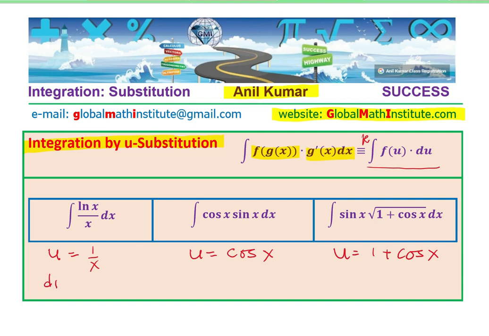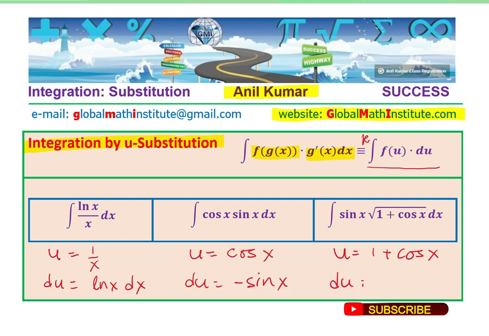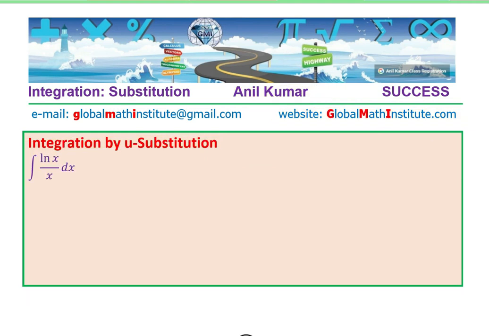So here du is 1 over x dx. And here du is minus sine x dx. And here du is minus sine x dx. So what you see is that the derivative is the other part. You get the idea. And that is how you can write the expression as f of u du and integrate it very easily. Correct. So let's see one by one how we do them.